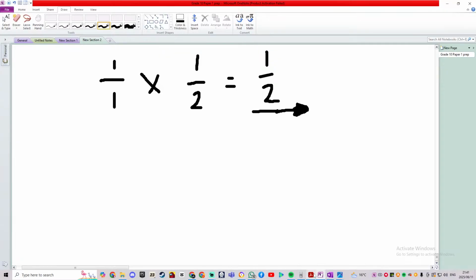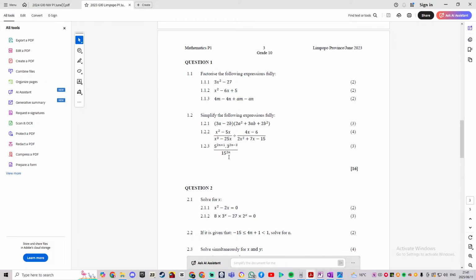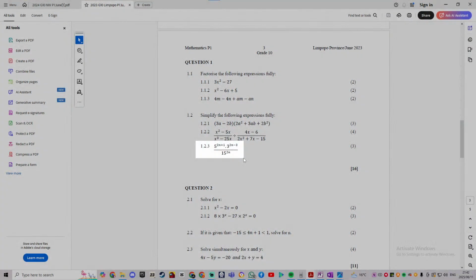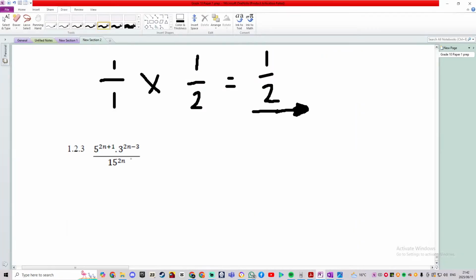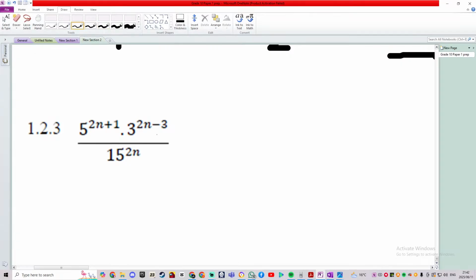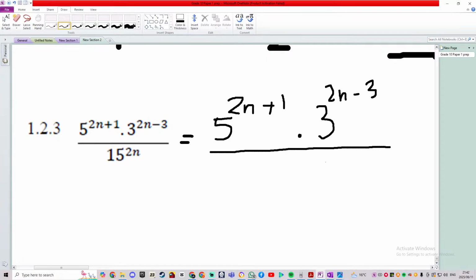Okay, let's go to the exponents. This one here. It's looking feisty. I already solved it in my head. So 5 to the power of 2n plus 1 dot 3 to the power of 2n minus 3. Nothing I can do with the 5, nothing I can do with the 3. Those are bases that I can do nothing with. But this 15 I can change.